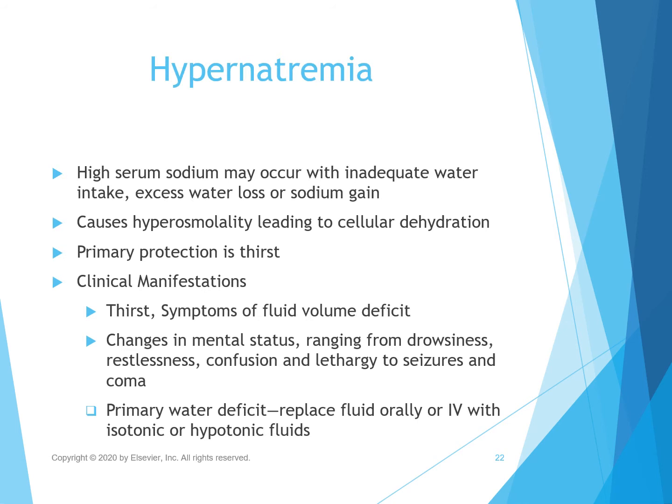Hypernatremia can occur with inadequate water intake, excess water loss, or sodium gain. It can cause a cellular dehydration. Your primary protection against this is thirst, so as somebody gets older, they might not have that protective mechanism. The clinical manifestations initially should be thirst in most patients. You will see mental status changes that could range from drowsiness to restlessness to confusion to lethargy or seizures.